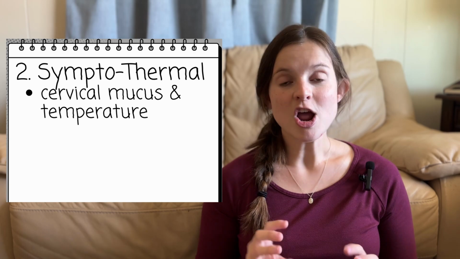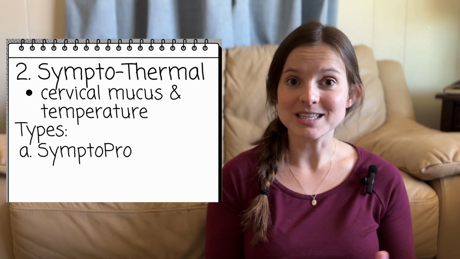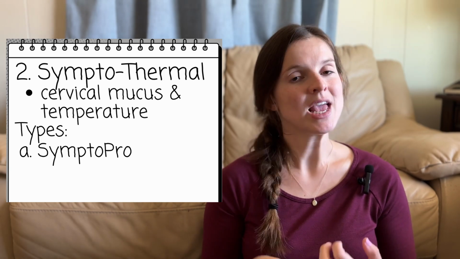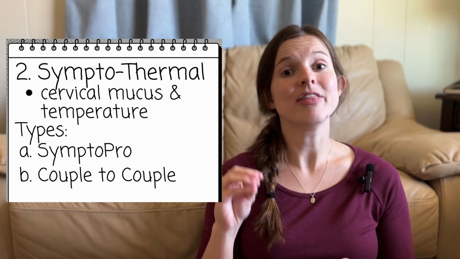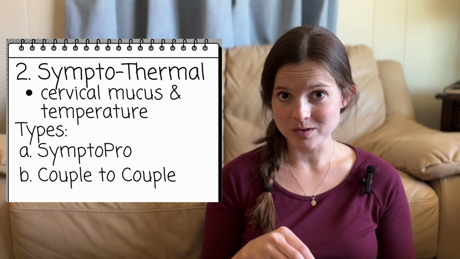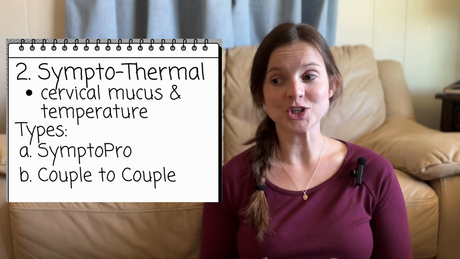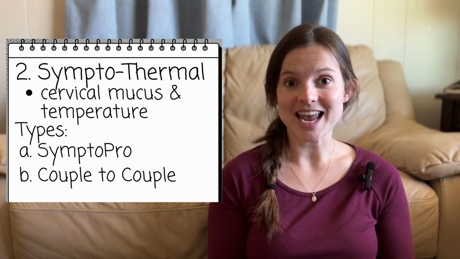So examples of the Sympto-Thermal method are going to be Sympto-Pro, which is a company that provides the Sympto-Thermal method as a resource for NFP, and also Couple to Couple League. Couple to Couple League is unique in that they only teach couples the Sympto-Thermal method, and it's taught by couples. So in order to teach with the Couple to Couple League, you have to be teaching as a married couple.